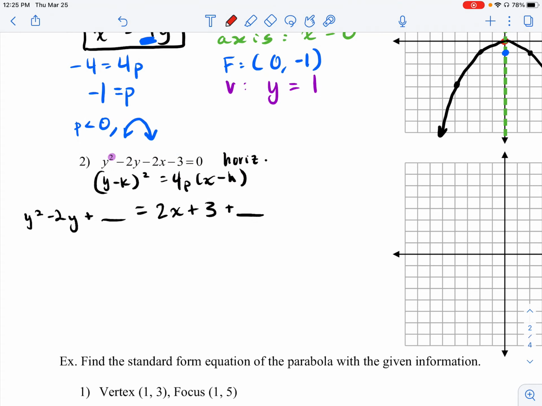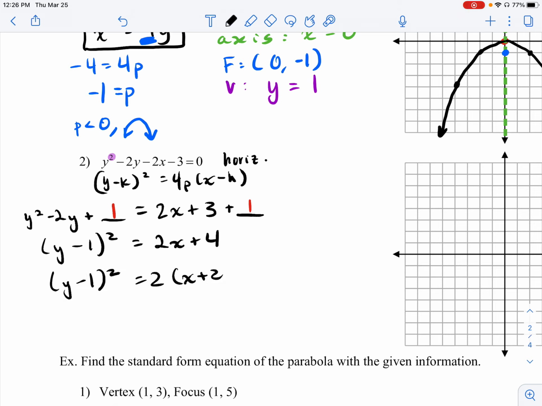Well, what do I need to complete the square? Half of -2 is -1. -1 squared is +1. So we're also going to add that over to the other side. And so this gives me (y - 1)^2. We can simplify this as 2x + 4. But to fully write it in standard form, we're going to need to factor out that 2. So we're going to write (y - 1)^2 = 2(x + 2). And here's our standard form.